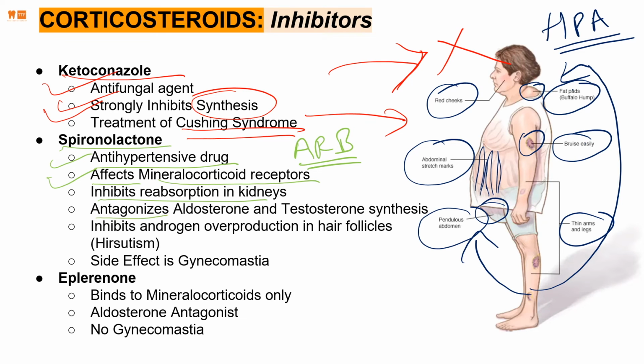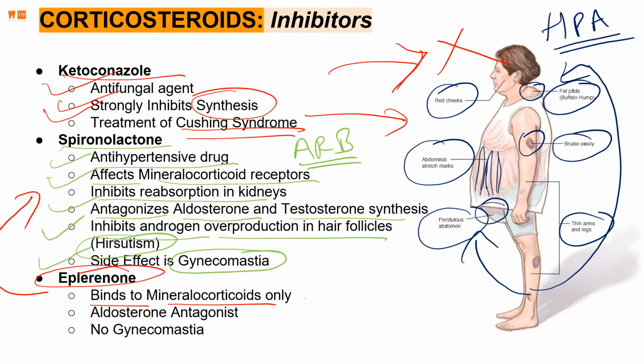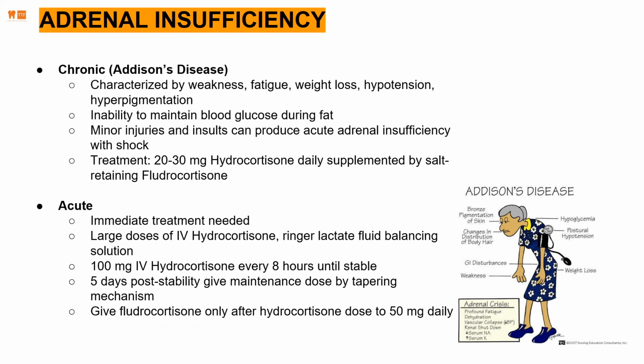Hence, it antagonizes aldosterone and testosterone synthesis. It inhibits the androgen overproduction in hair follicles, therefore it treats hirsutism as well. But there's always a side effect, gynecomastia. But don't worry, there's a better drug out there. This drug binds to mineralocorticoids only, but no gynecomastia. Fair enough? Okay.